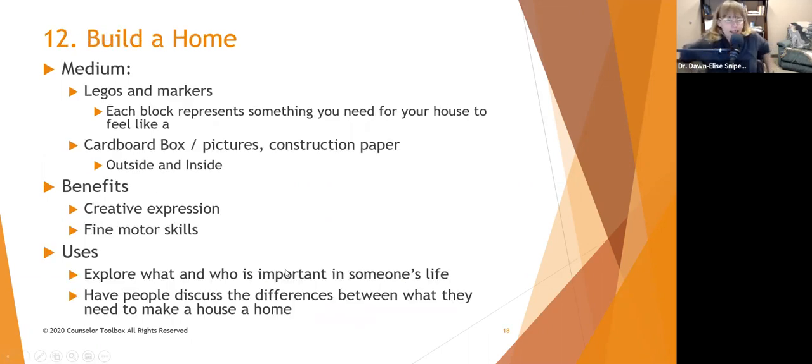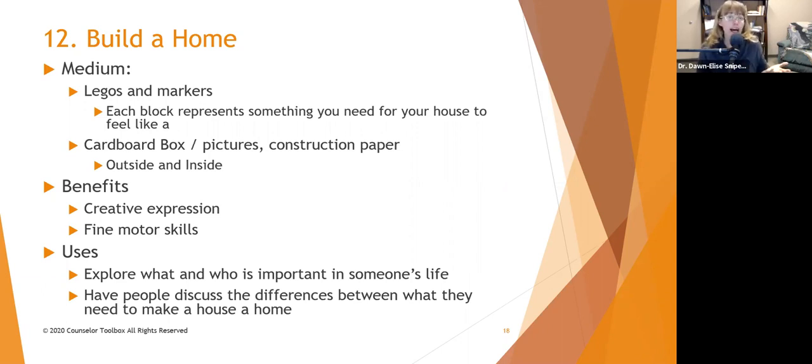Building a home, and I don't mean a big home, I mean a little tiny image of a home. You can use Legos and markers. Each block in the Lego home represents something you need for your house to feel like a home, and on each block you write what's important: love, companionship, trust, communication. I'm a therapist, so those are the ones I'm going to start with. But each person can identify what makes a house a home instead of just being four walls and a ceiling.